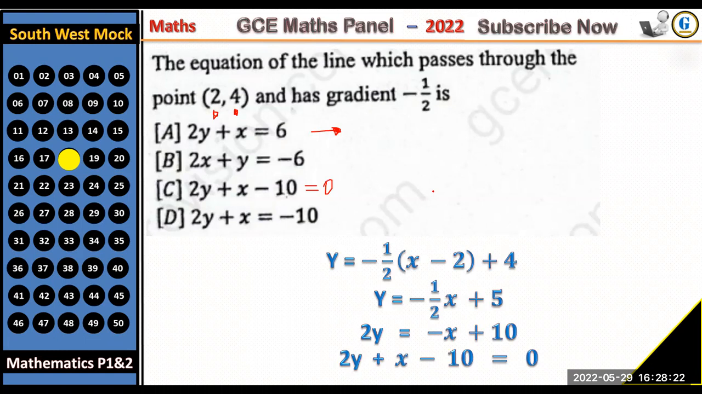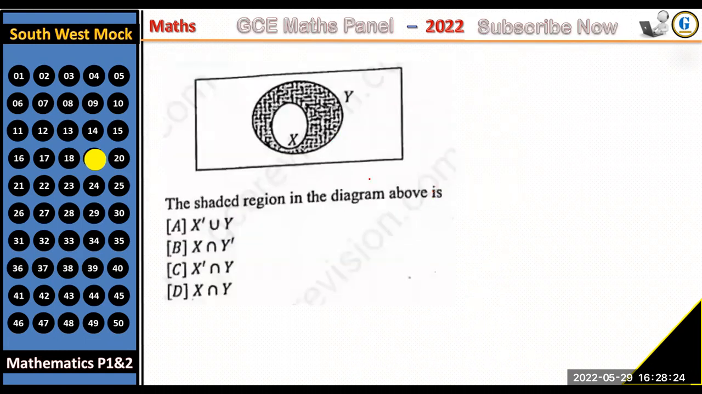Question 19. To find the shaded region in the diagram above. So you can see that this shaded region, first of all, it is Y, but from Y, they've excluded X. So it is X prime intersection Y. Because we are using the Y, but we exclude the X component. So exclude X, but take Y. So X prime intersection Y.